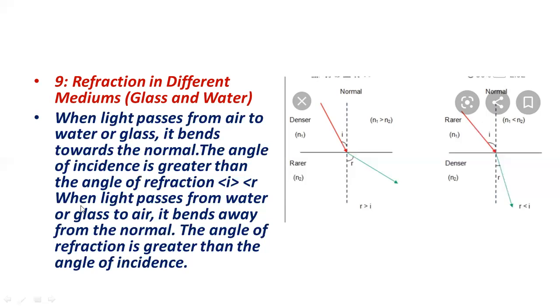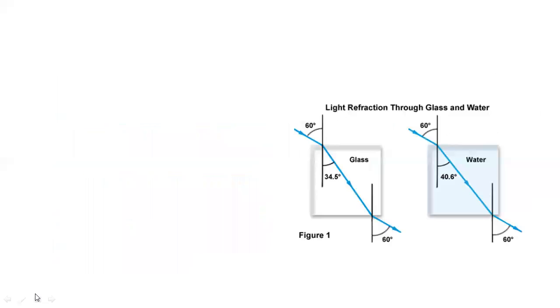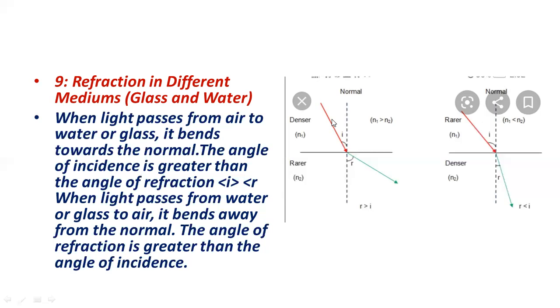When light passes from water or glass to air, it bends away from the normal, and the angle of refraction is greater than the angle of incidence. There are two different processes. When light passes from a denser medium to a rare medium, the denser medium is the one which has more density, or is heavier than the other medium. So the denser medium is definitely water or glass.